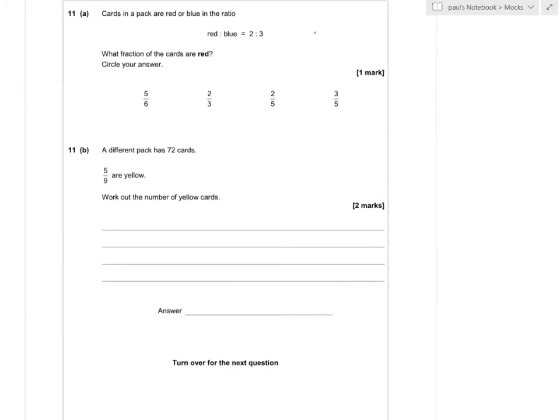Cards are in packs of red or blue in the ratio. What fraction of the cards are red? So we've got 2 out of 5 altogether.